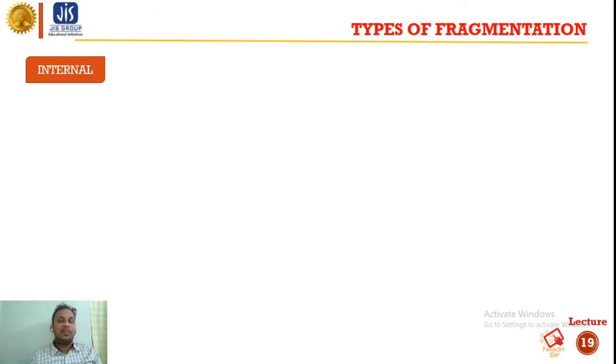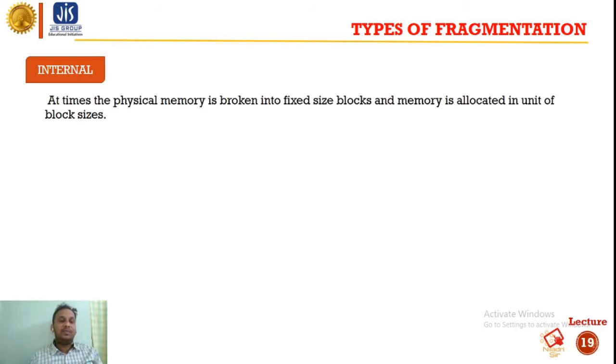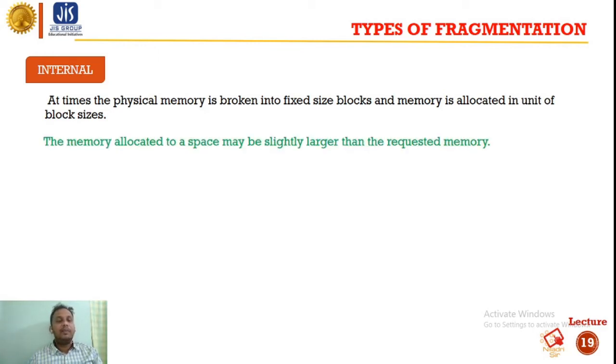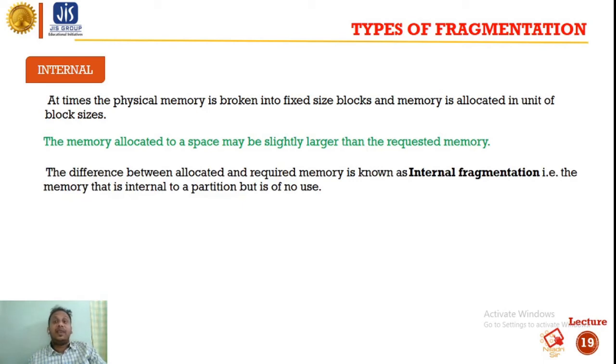Next one is internal fragmentation. At times, the physical memory is broken into fixed size blocks and memory is allocated in units of block sizes. The memory allocated to a process may be slightly larger than the requested memory. The difference between allocated and required memory is known as internal fragmentation. That is the memory that is internal to a partition but is of no use.